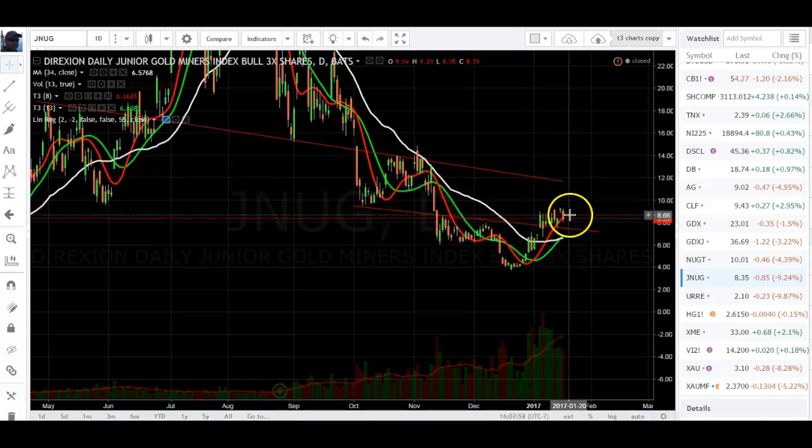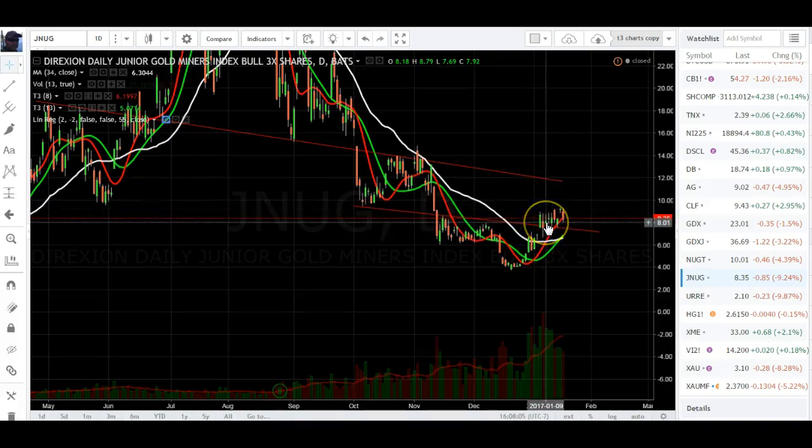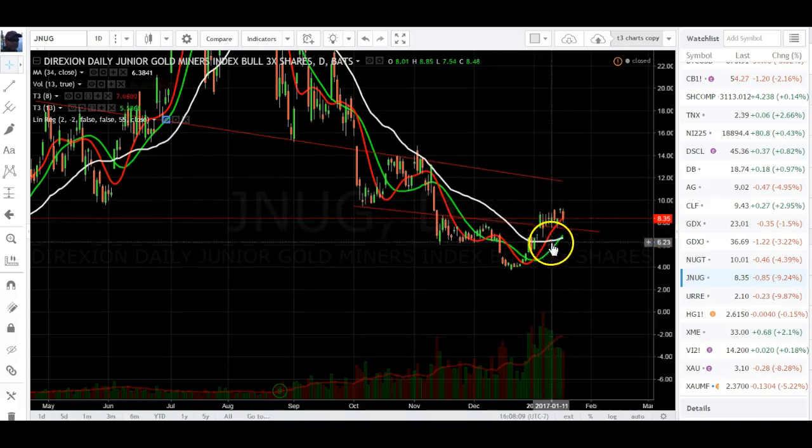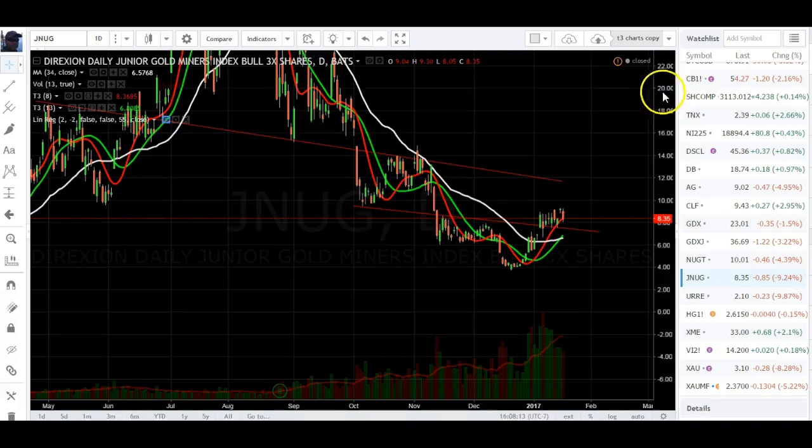Finishing off the right shoulder. I'm hoping that these kind of U-shaped consolidations over that 8 are going to hold, and we're going to get a pop into previous lows.